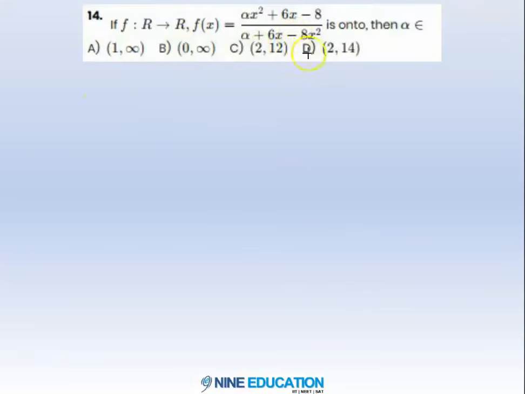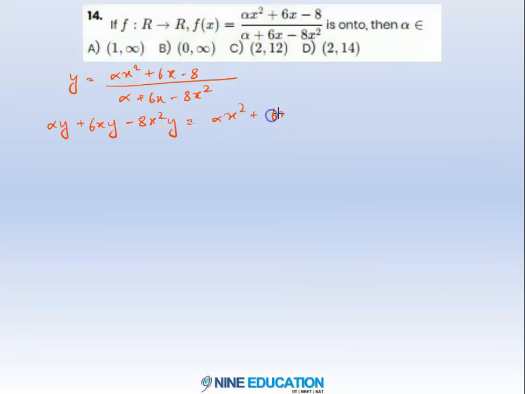Question number 14, the given function is onto, we have to find the interval of alpha. So let's take f(x) as y. So this is (alpha x square plus 6x minus 8) divided by (alpha plus 6x minus 8x square). If we cross multiply this, alpha y plus 6xy minus 8x square y is equal to alpha x square plus 6x minus 8.